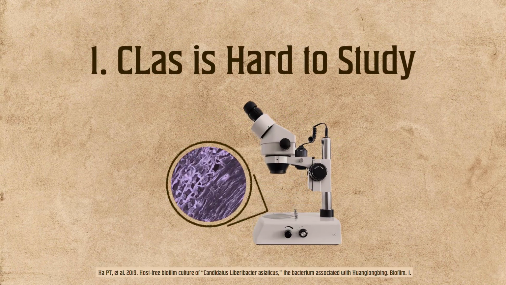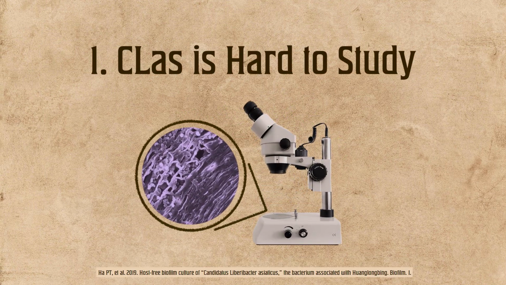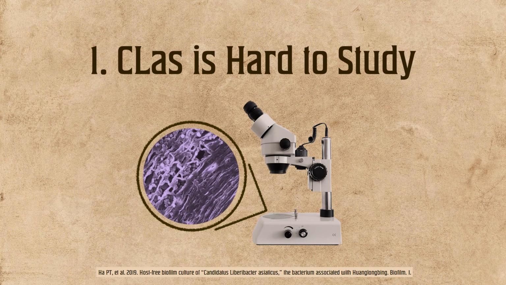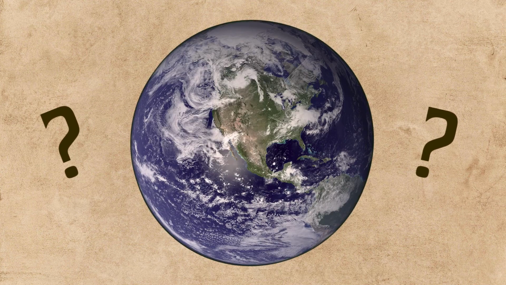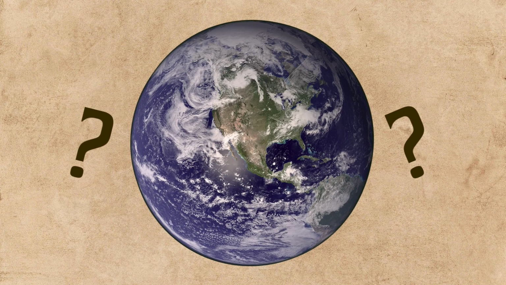Second, CLAS is hard to study. It needs the perfect conditions that resemble phloem to survive and thrive. Scientists only recently discovered how to grow the bacteria for long periods of time in a lab. So if CLAS can only live in highly specific environments, how is it getting around?